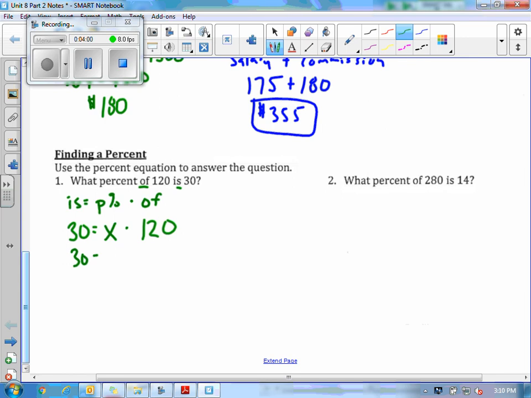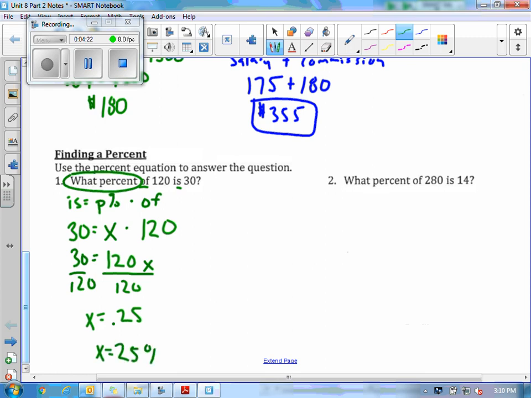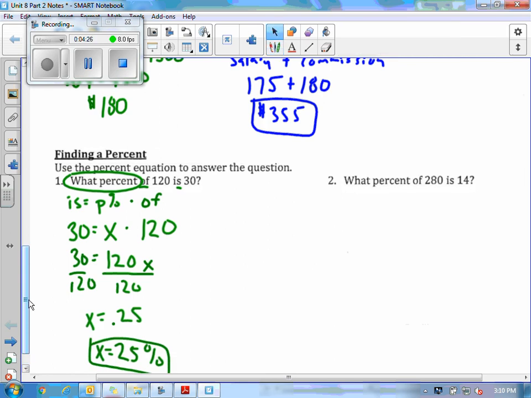So I'm going to rewrite this as 120x, and then we know from very early in the year that to solve this, I'm just going to divide both sides by 120. When you do 30 divided by 120, you're going to wind up with the decimal 0.25. The question asks you what percent, so all I'm going to do is move that 2 places to the right and make it 25%. Number 2, I will leave for you guys.